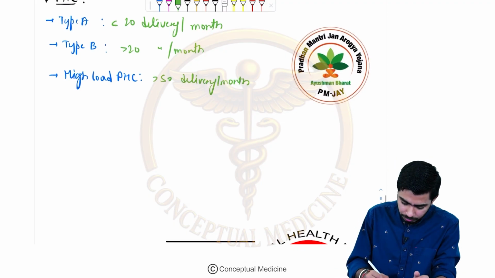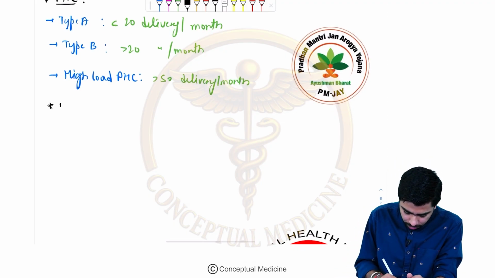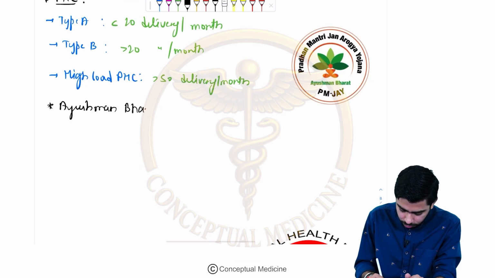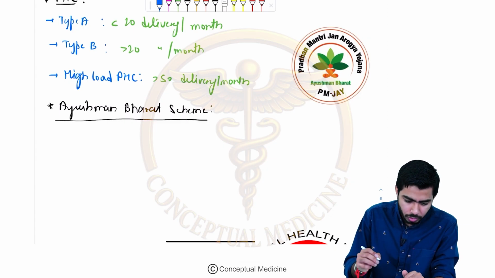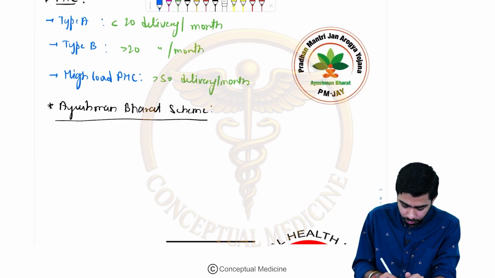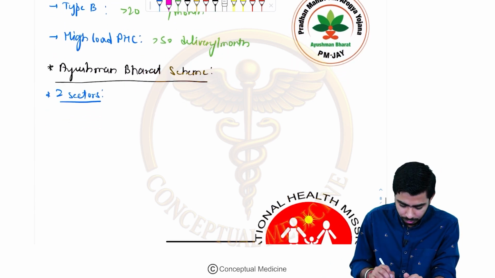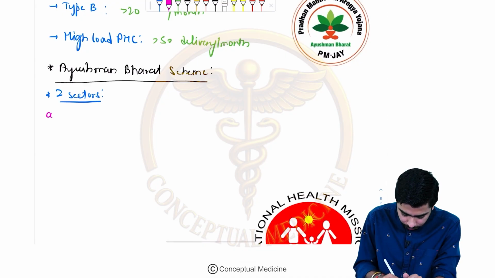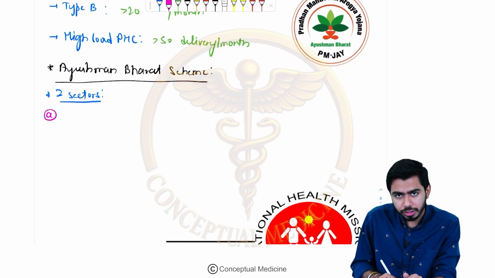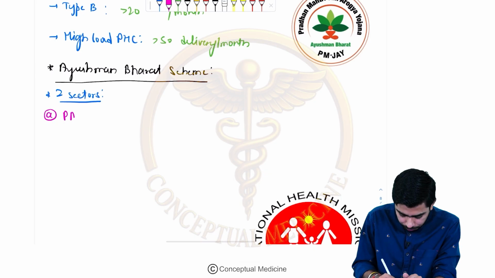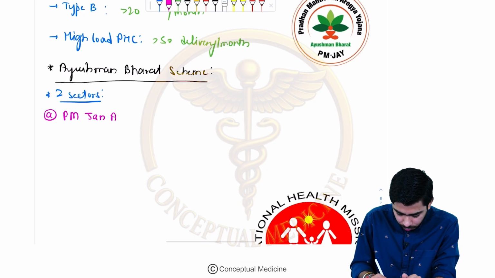Then what is the Ayushman Bharat scheme? That is also very important. The Ayushman Bharat scheme is talking about two important components, two important sectors. So what are these two important sectors covered under the Ayushman Bharat scheme? One is the Pradhan Mantri Jan Arogya Yojana, PM Jan Arogya Yojana.